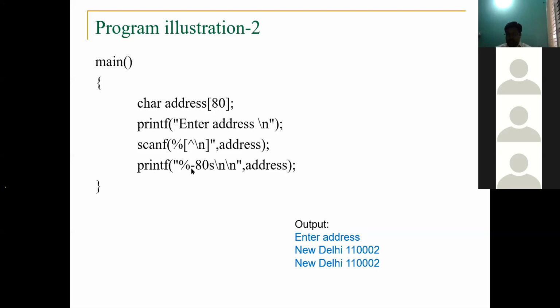Of course, this time I've also used hyphen and 80s. So 80 is the number of spaces that it will occupy. S, as I said, is left justified. So it will accept New Delhi 1100002.